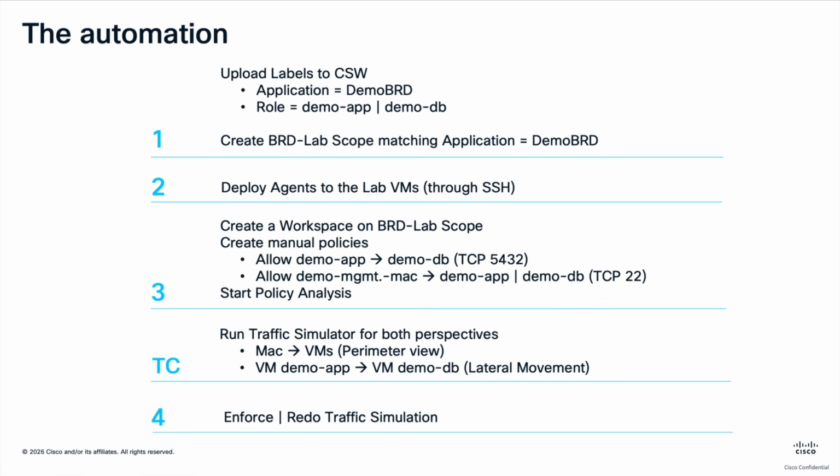Everything in this demo is driven by Python scripts talking directly to the Cisco Secure Workload API. No manual configuration in the UI. This matters because it means everything you see could run inside a CI/CD pipeline. You could tag a workload, create a scope, and enforce a policy as part of your deployment process before the application ever goes to production.